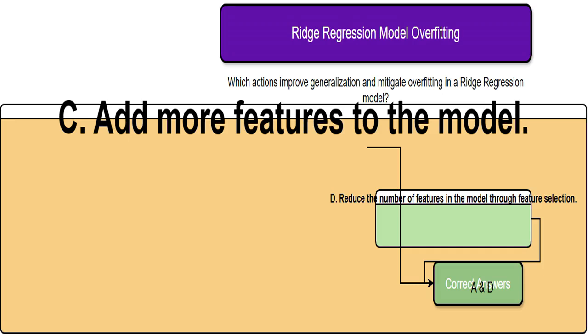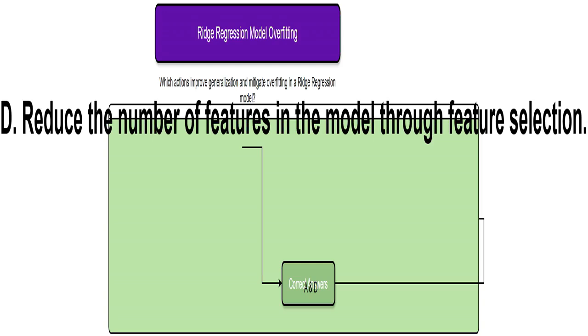Adding more features without careful selection can lead to overfitting. You're giving the model more chances to memorize noise instead of the underlying patterns. It's like adding unnecessary details to a story. You might confuse the reader. Removing irrelevant or redundant features simplifies the model and improves generalization. Think of it like editing a story, removing unnecessary details to enhance clarity. The more focused the model, the better it predicts.